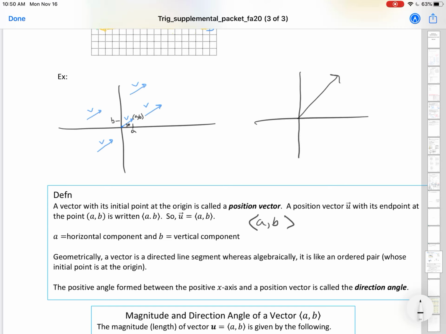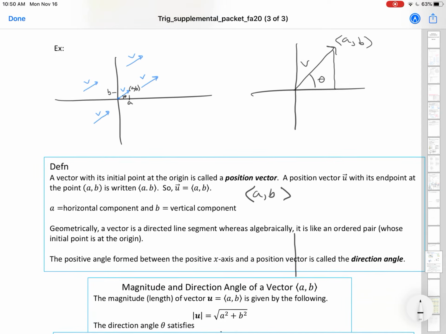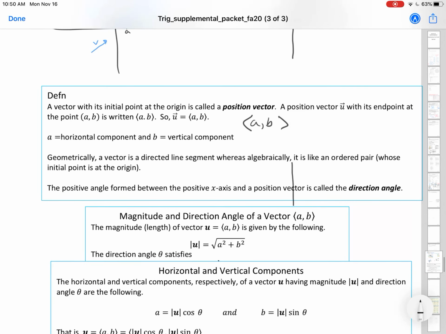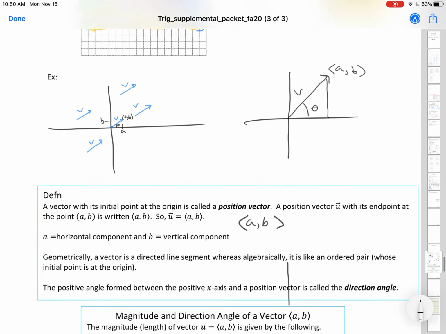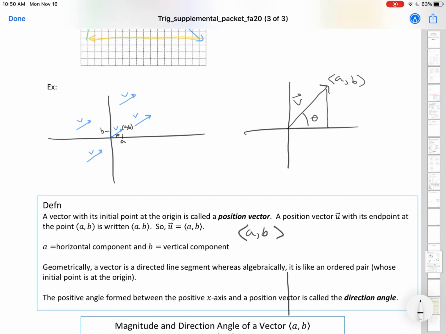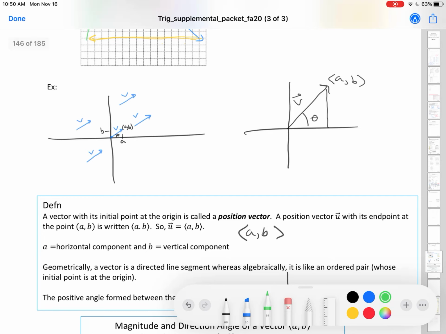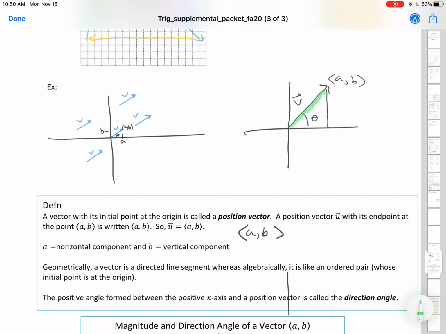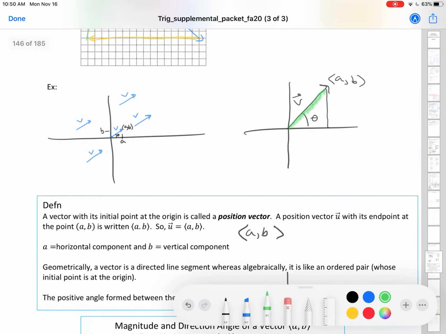So if I have a vector v that ends up at (a, b), and this is theta, well, from trig we know how to get those things. If we knew the magnitude, well, how do we get the magnitude? You know how to get the magnitude. Let me highlight what the magnitude is. You've been prepped for this forever, since pre-algebra. Nobody has to tell you, but we will.